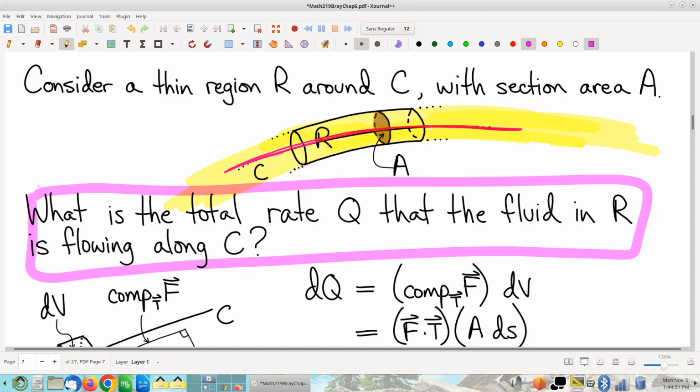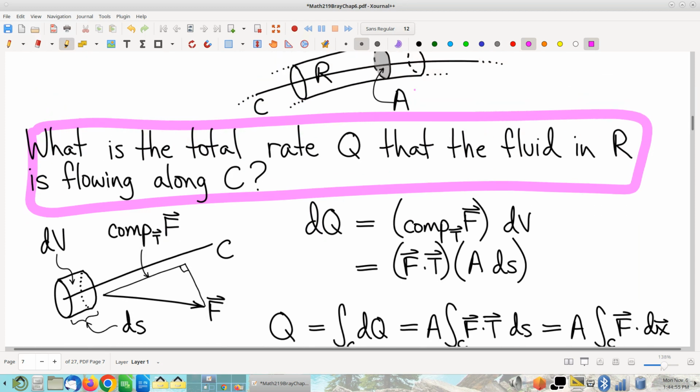Okay, so the way we're going to get at this is by breaking it up into little pieces. Instead of looking at all of the fluid, I'm going to look at one little piece of the fluid, like this. A teeny tiny little piece of fluid, corresponding to the part of the curve of length ds, some little bitty piece of curve.